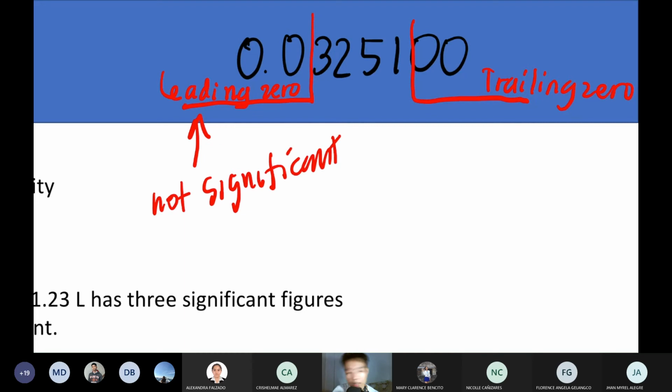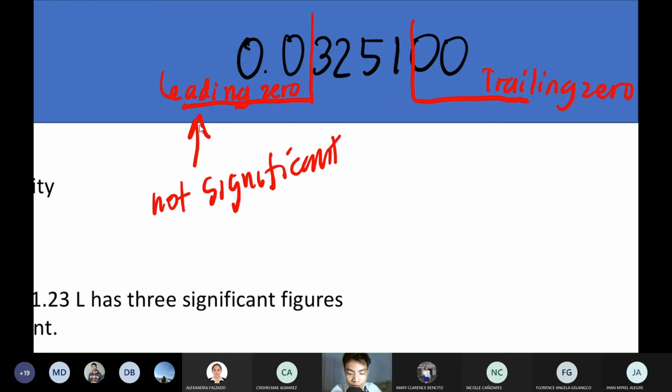Okay, hindi sila significant. Okay? So, ano lang yung purpose nila sa buhay? So, their only purpose is to tell you where the decimal point is. Okay? Especially if that number is less than 1. Okay? So, yun lang yung purpose nila. If the number is less than 1, it will tell you nasaan ang decimal point.